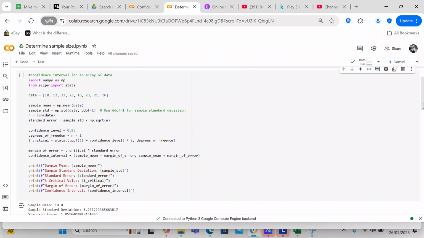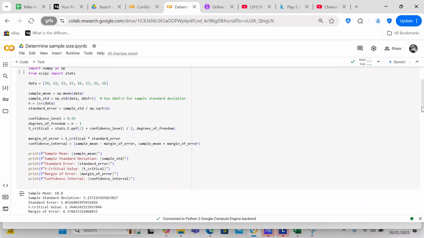The first thing I'm going to do is show you how to determine the sample size from an array of data. You're going to import NumPy as np, which performs your numeric computations, and then from SciPy import stats, which is for your scientific calculations. We're going to have a small array which we define as data. Then sample mean equals np.mean(data).